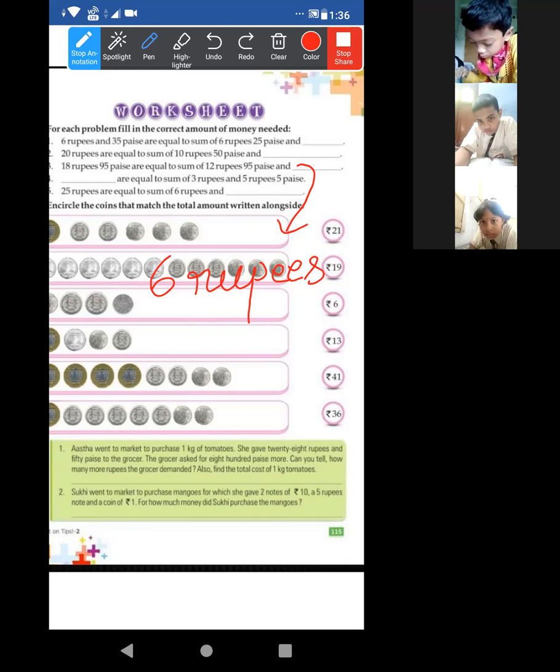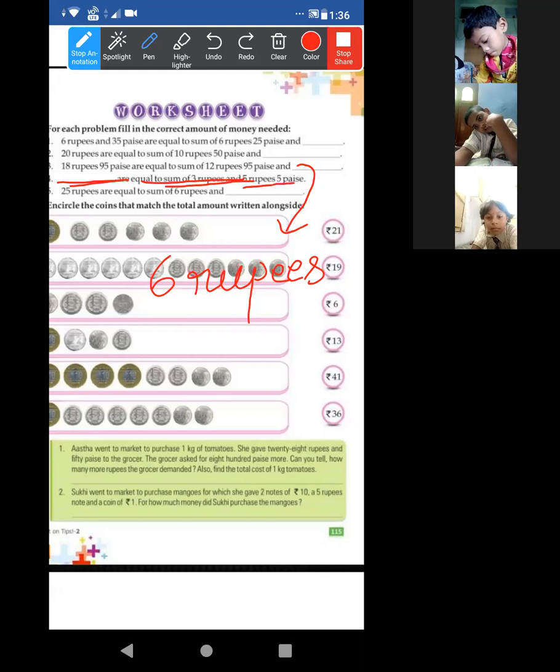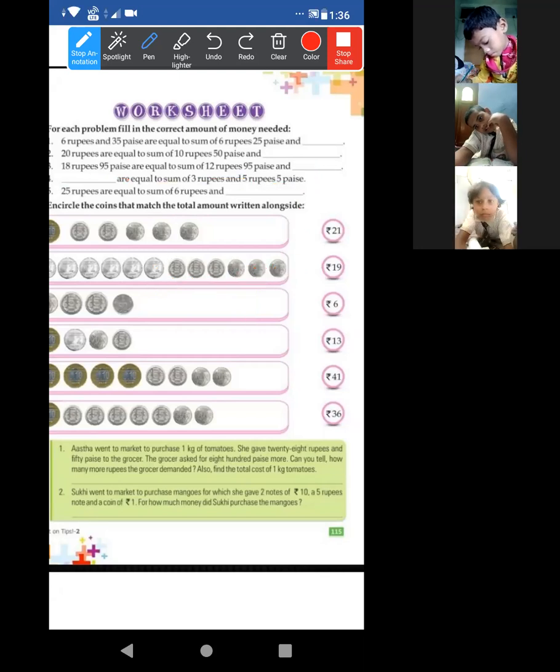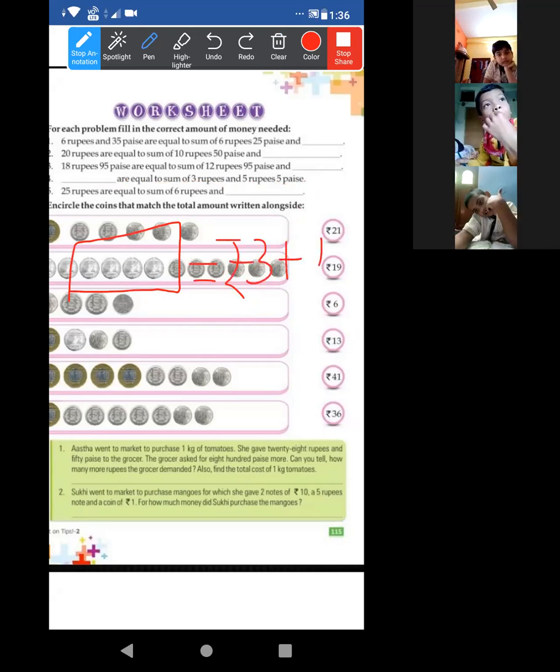Okay, now the fourth one, let me explain. Dash is equal to the sum of 3 rupees and 5 rupees 5 paise. Look at the fourth one. Which one will be equal to 3 rupees plus 5 rupees plus 5 paise? We will just have to add them.